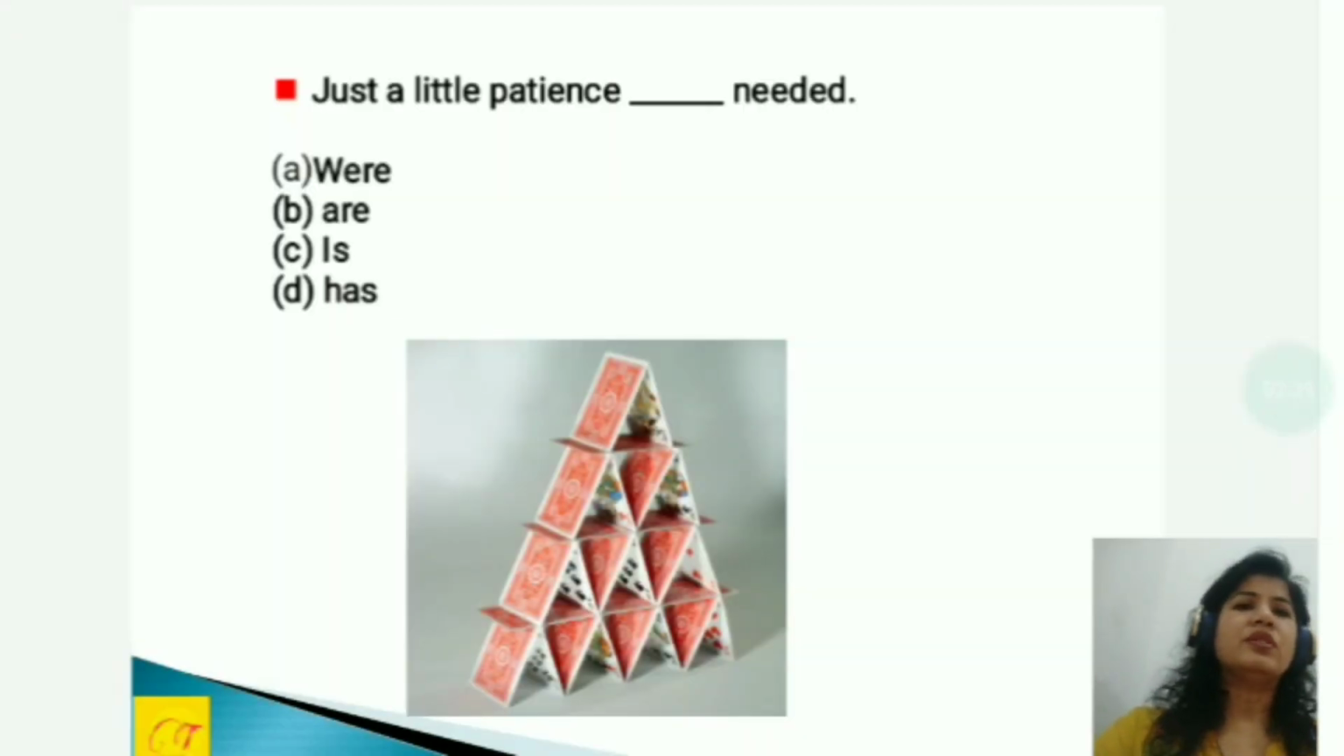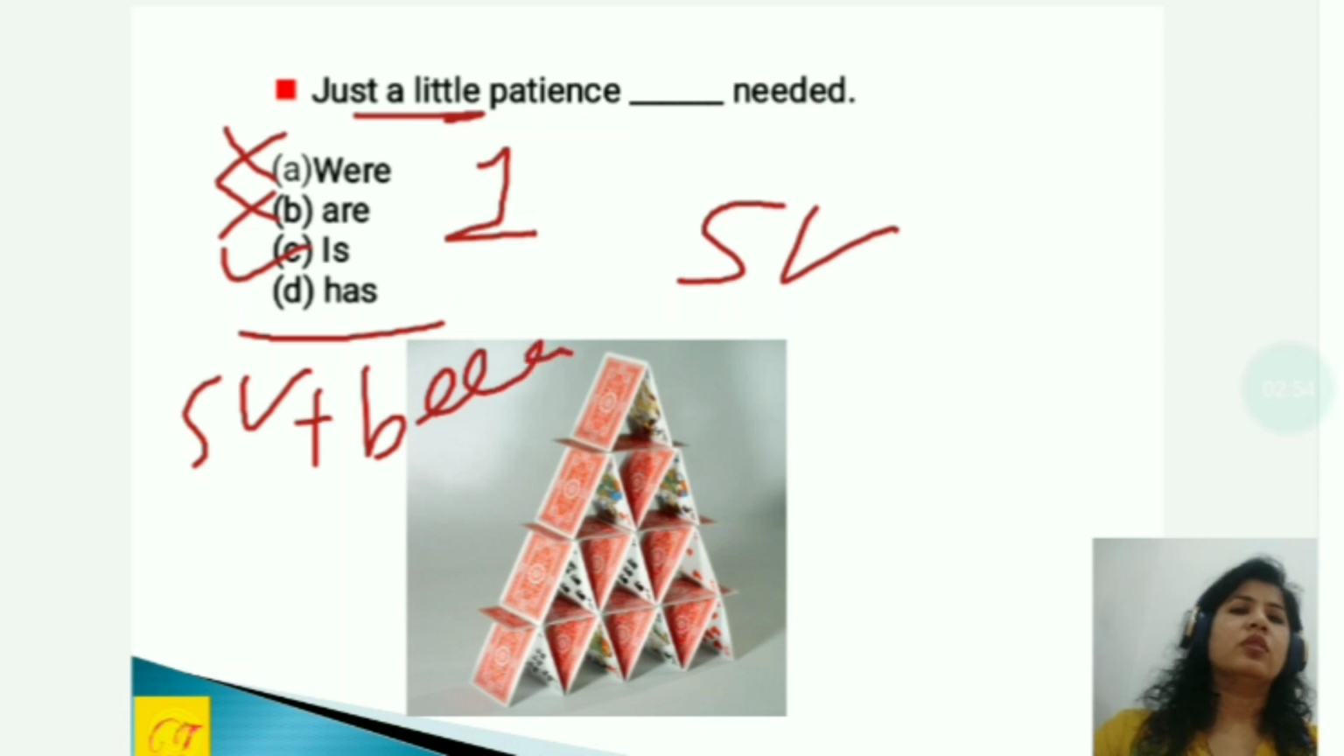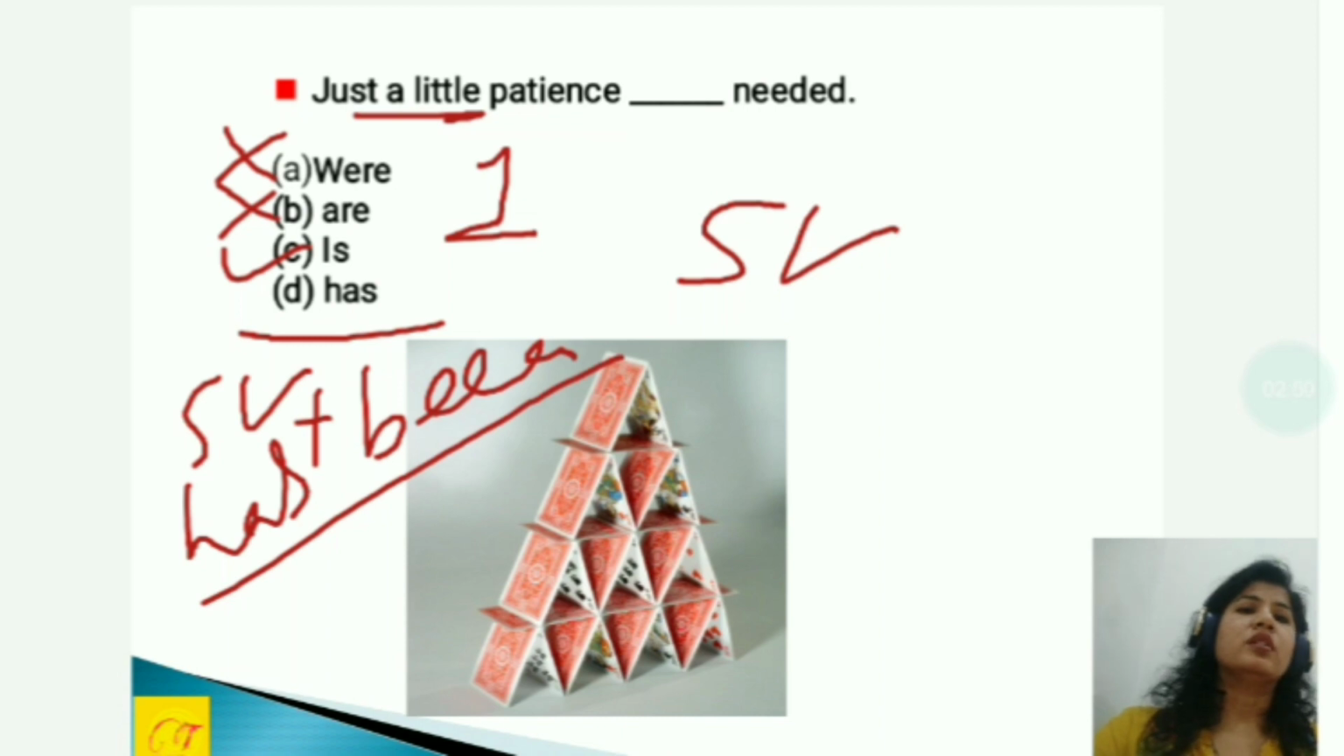Let's do this MCQ. Just a little patience. A means one. A little patience. Blank needed. So we would use a singular verb. Let's look at the singular verb. No, were is a plural one. Are is also a plural one. Yes, is a singular verb. Has is a singular verb also, but it needs been also. Has plus been, as it's a passive voice. So there is no been, so it's also grammatically wrong. So is the correct answer. Just a little patience is needed.